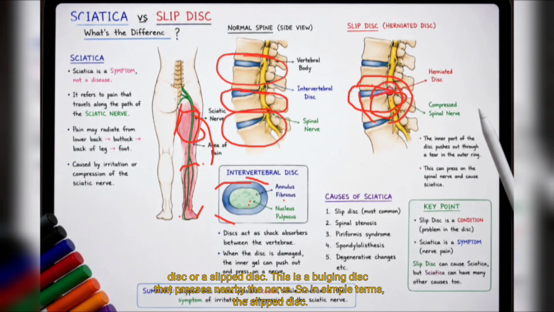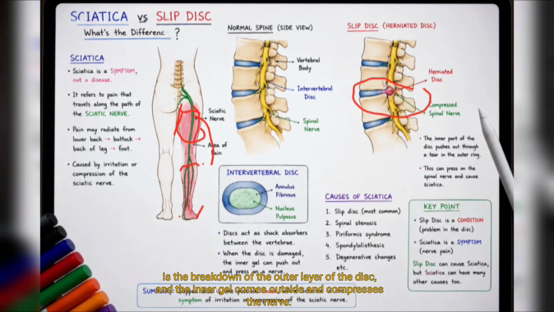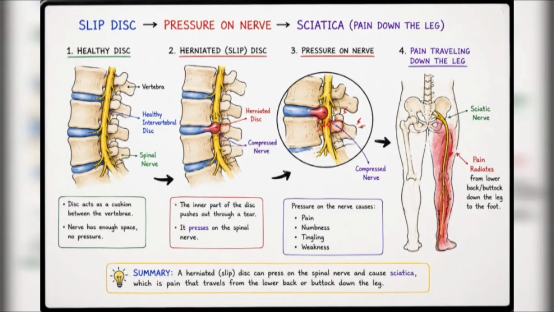This is a bulging disc that presses on the nearby nerve. So, in a simple way, a slip disc is a breakdown of the outer layer of the disc, and the inner gel comes outside and compresses the nerve, which causes pain. What is a slip disc? How does it put pressure on a nerve and convert into sciatica pain? Let's understand in a simple way.